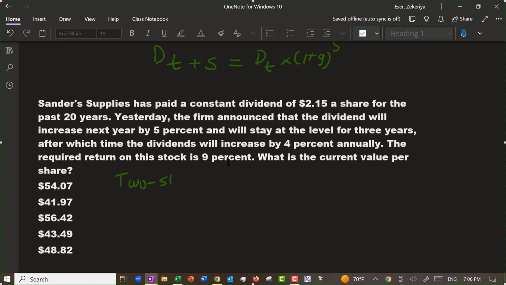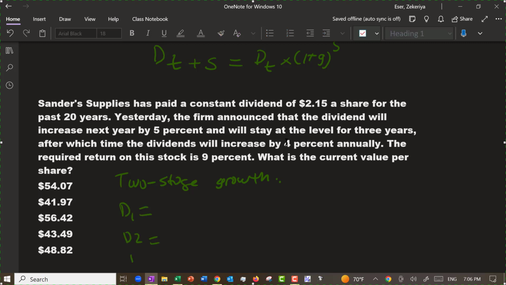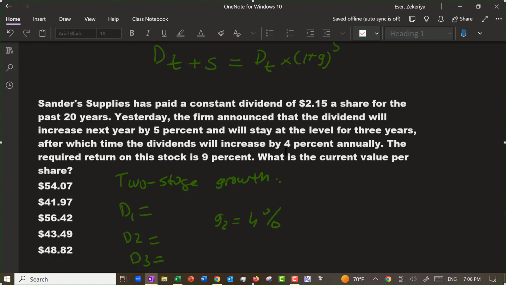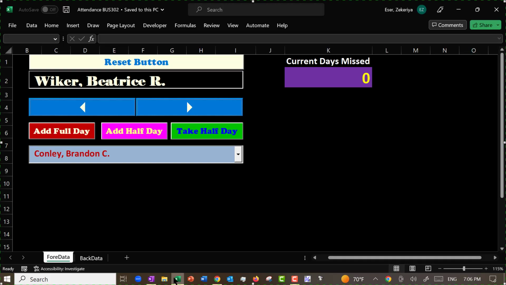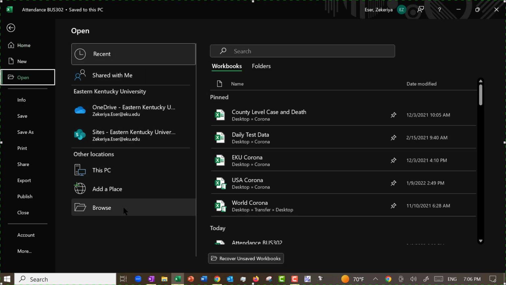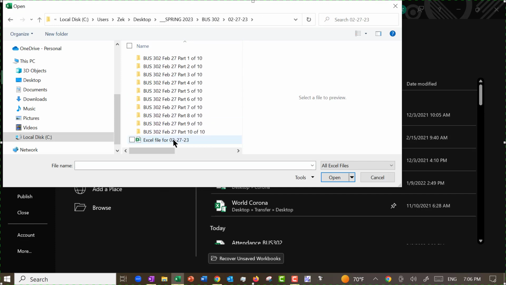For 3 years, we can calculate what the dividends are going to be. And after that, dividends are going to increase by 4% annually. Let's open up our template from last time. The two-stage growth, okay? The greens are our inputs.